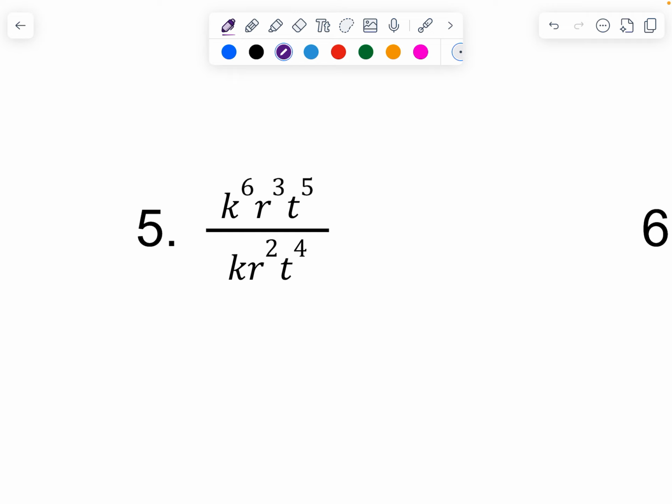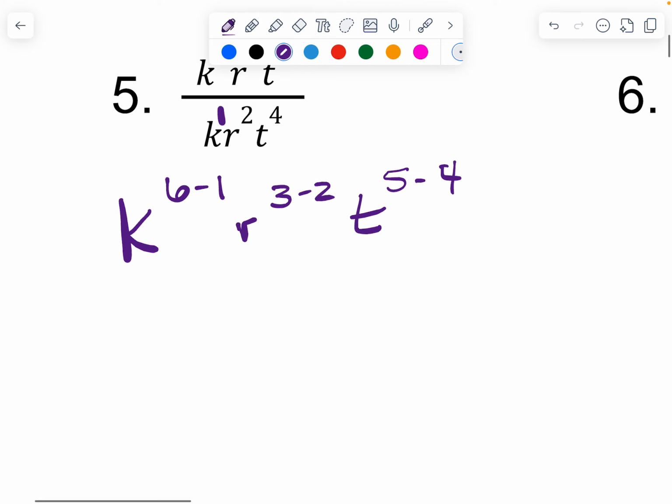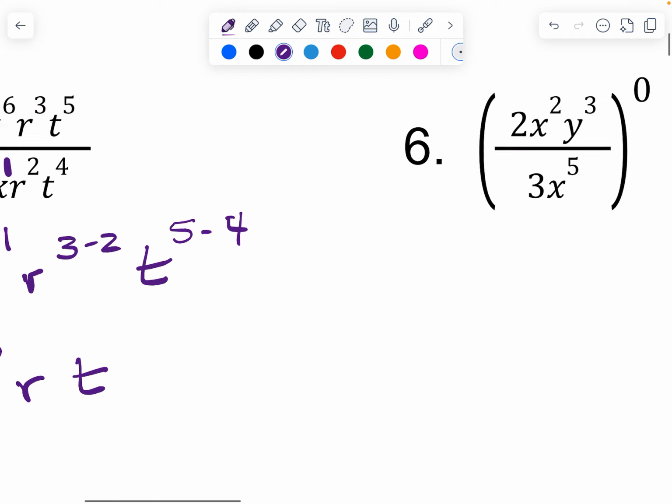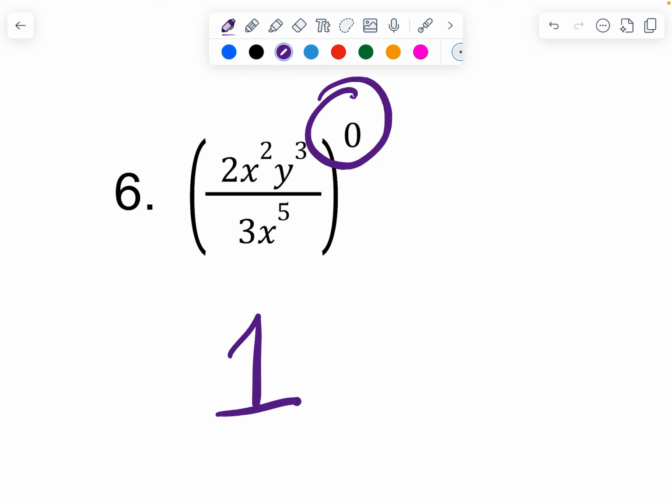There we go. So remember, that has an exponent of 1. So I'm going to subtract my exponents. Subtract my exponents. Subtract my exponents. When I do that, I get k to the 5th. To the 0 power, I don't have to do anything else because the whole thing is raised to the 0 power, so that comes out to 1.